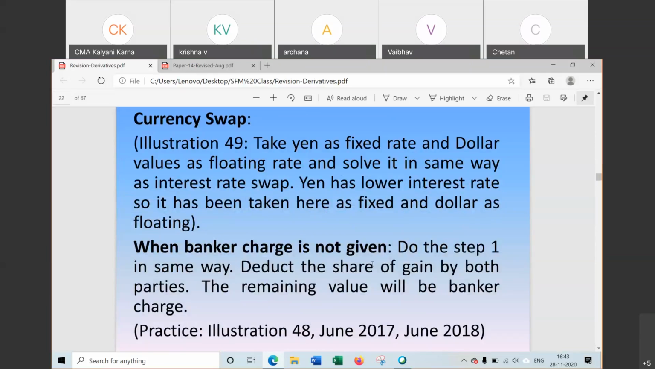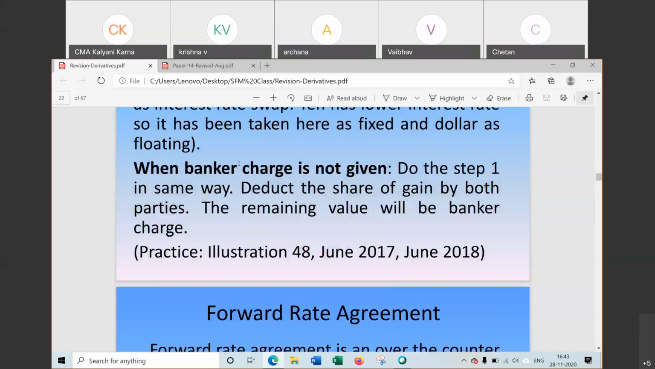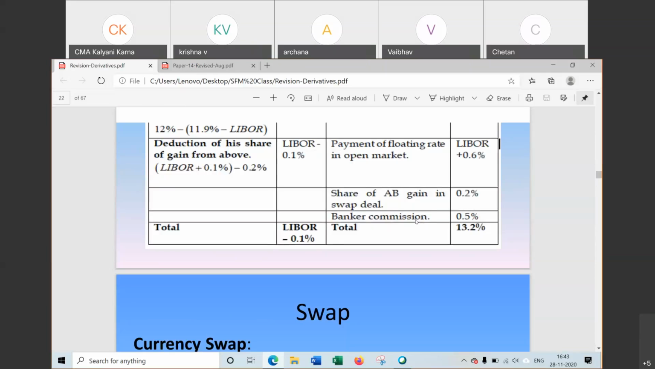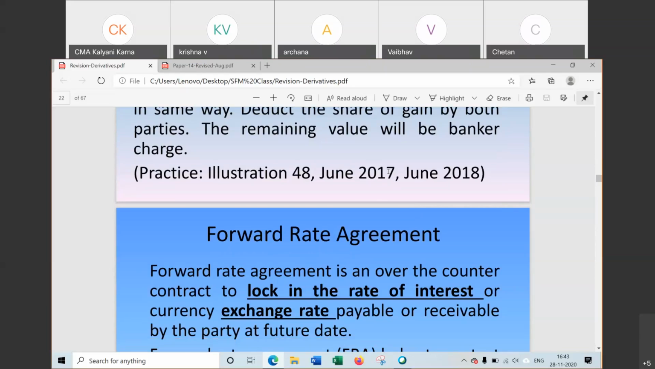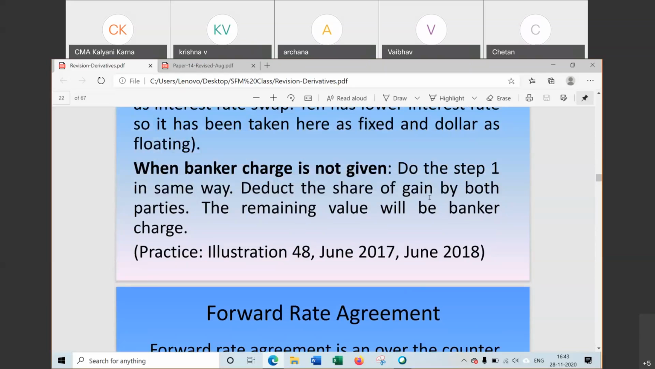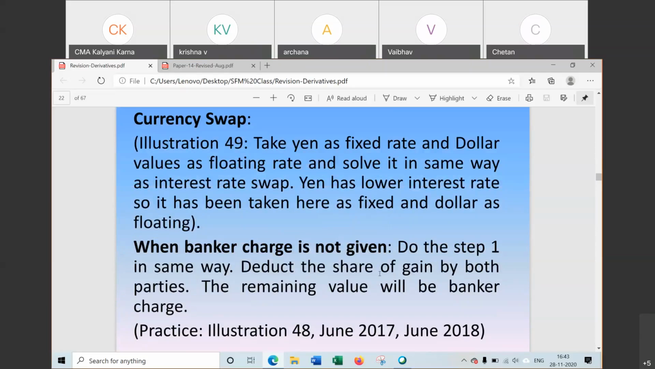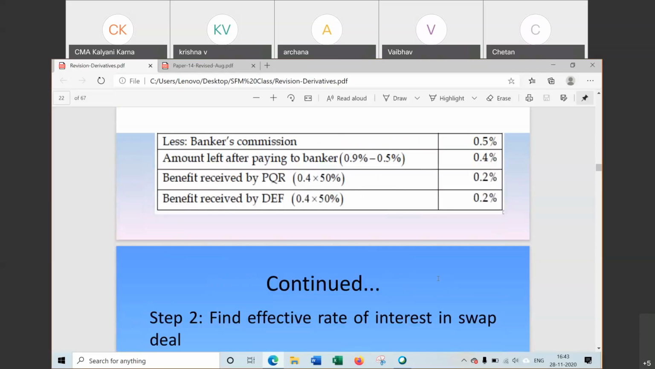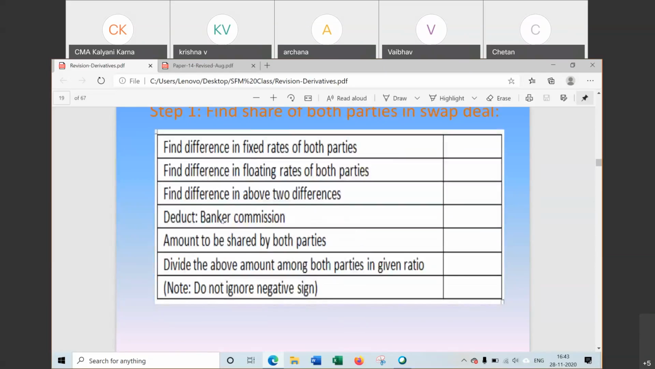Now when the banker charge is not given, all the steps will be the same except this one. In that case we have to identify the gain of both parties. We will avoid this step here. Find the difference between the two, then find the profit being shared by both parties, deduct this profit, and the left out portion will be the banker commission.